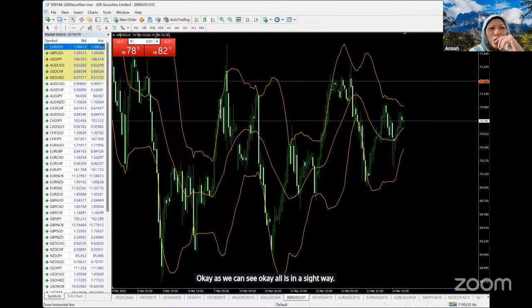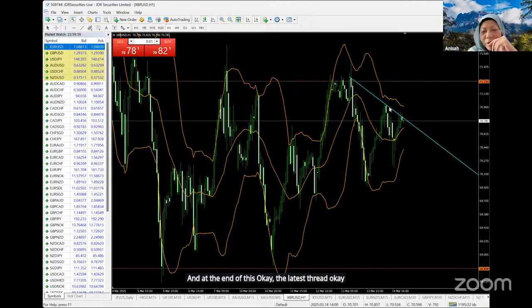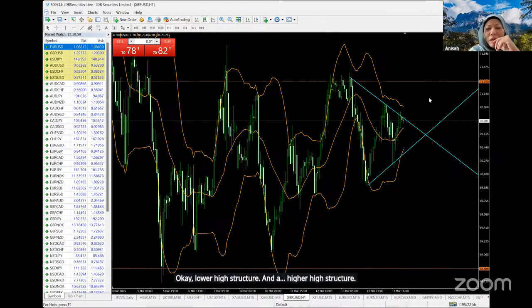We can see oil is in a sideway, a huge sideway here, which has gone smaller. And at the end of this, the latest trend is a bit of a downtrend, with a lower high structure and a higher high structure. So it's a little bit of a triangle in a sideway. So there's not much that we can do.